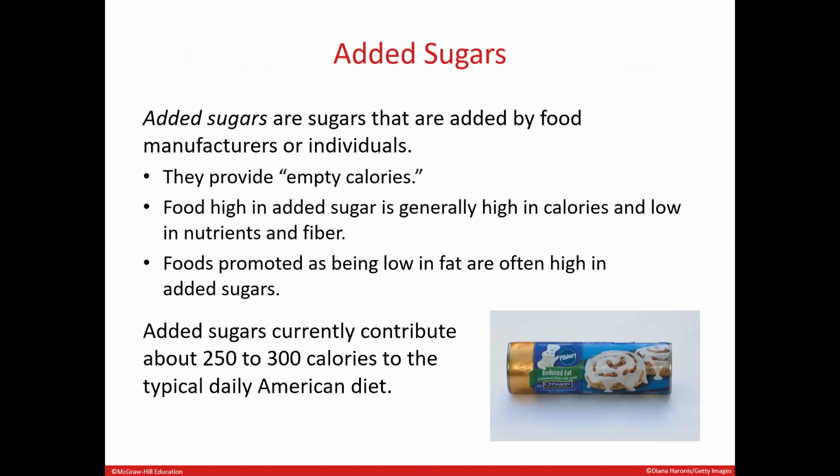Added sugars are the empty calories, found in foods that are promoted as being low in fat and are often high in sugars. Usually, the typical American diet has 250 to 300 calories.